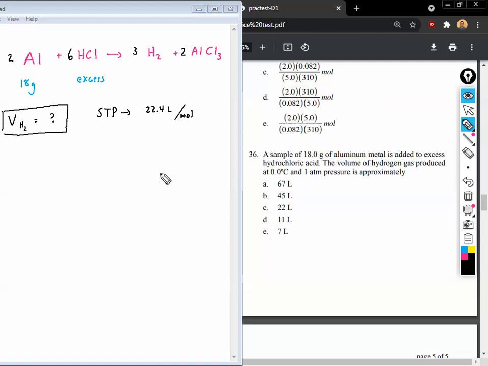So I'm going to give you guys 2 minutes to see if you can set up that gas stoichiometry problem. You are looking for the volume of H2 gas. We start with 18 grams of aluminum. We have the balanced equation and the STP conversion for volume. So take about 2 minutes, see if you can solve that out. Work with the person next to you, and then after that we'll go over it and we'll be done.